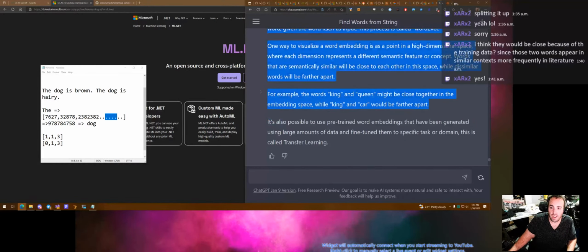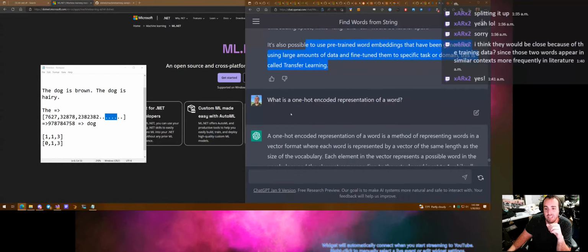So that's my understanding here, where things are close to each other in that dimensional space. So it's also possible to use pre-trained word embeddings that have been generated using large amount of data and fine-tuned them to specific task or domain. This is called transfer learning. Okay, yeah, got it.